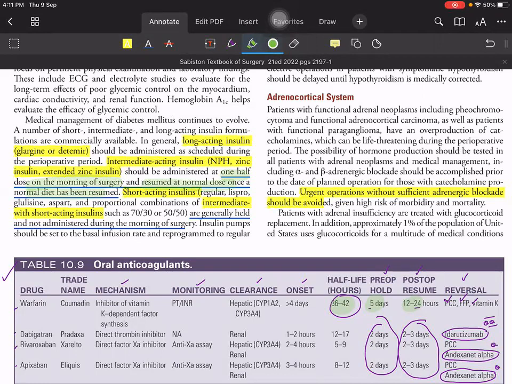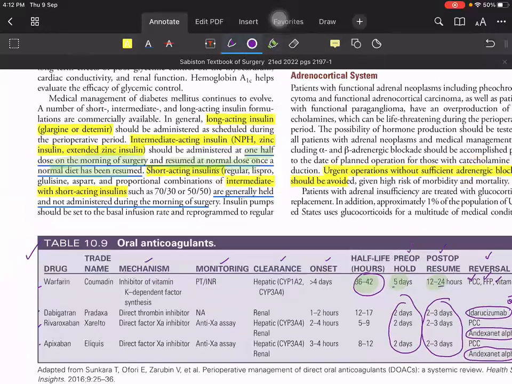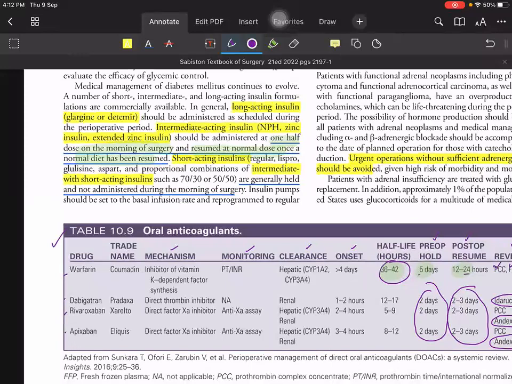On the morning of the surgery, short-acting insulins, and intermediate with the short-acting insulins, are generally held and not administered. When you are giving short-acting or intermediate with short-acting, you should not give anything on the day of surgery. Only intermediate-acting NPH can be given, at only half dose.